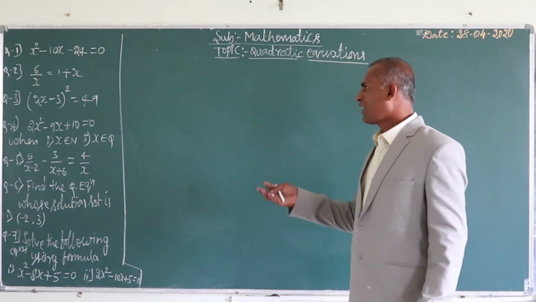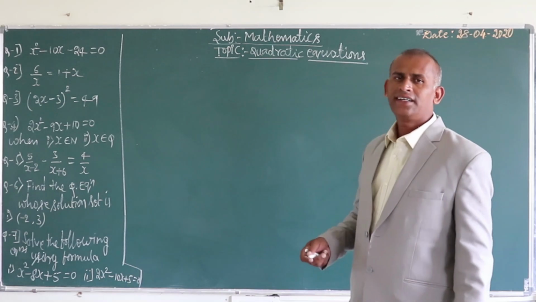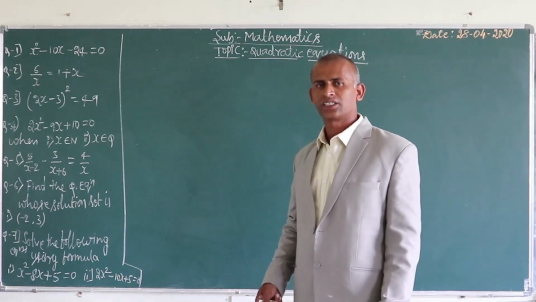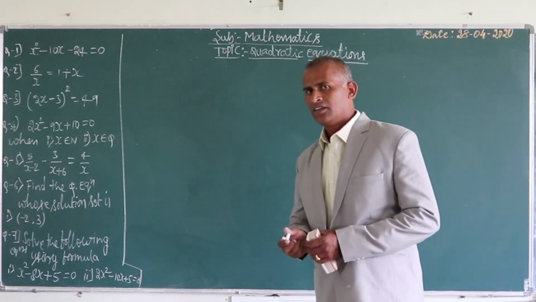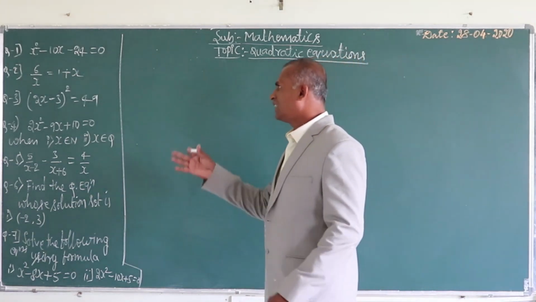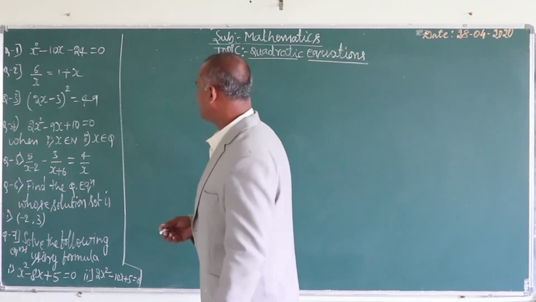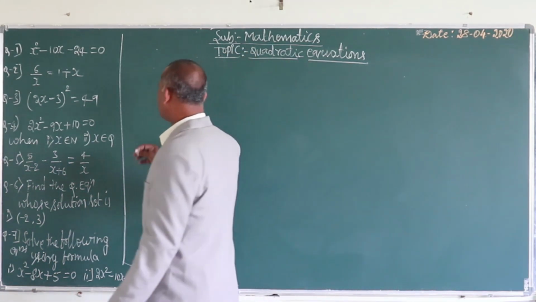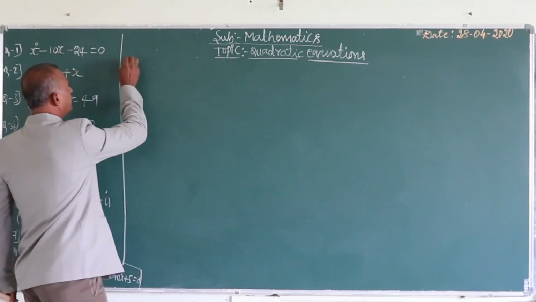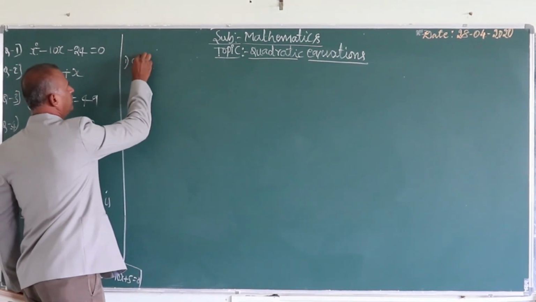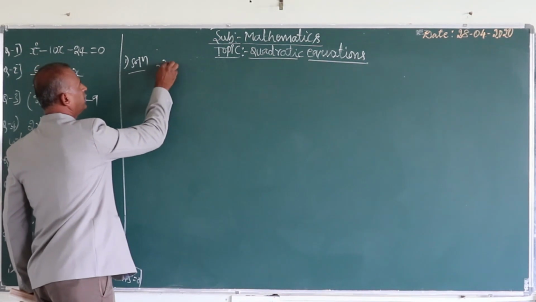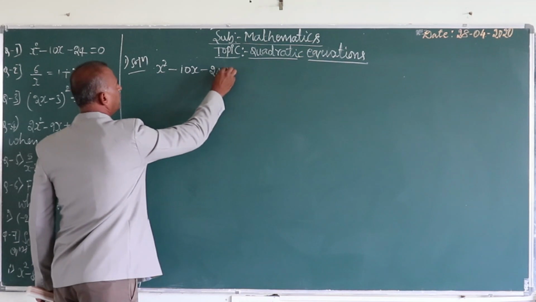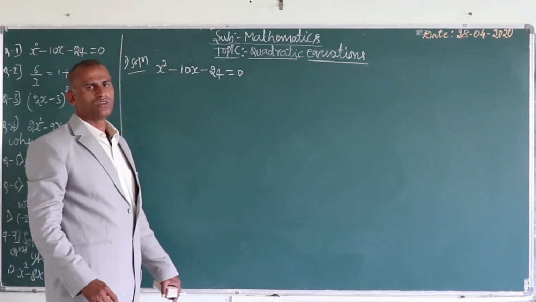Today we will discuss the factorization method, and how to solve sums using it. Now the first question is x square minus 10x minus 24 is equal to 0. We have to write that here first. First question, x square minus 10x minus 24 equals to 0.